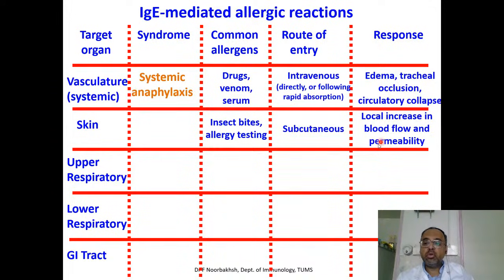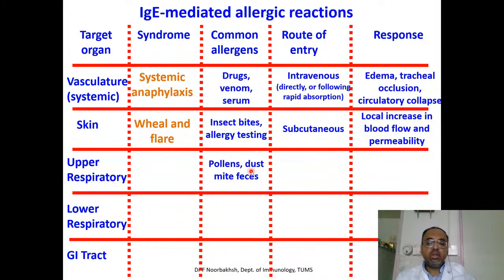Localized increase in blood flow, localized increase in permeability, and what is called the wheal and flare. Wheal and flare means that you have a little bump and a little redness in the skin, and it's basically a skin allergy. So it's much more localized and basically less dangerous compared to systemic anaphylaxis.